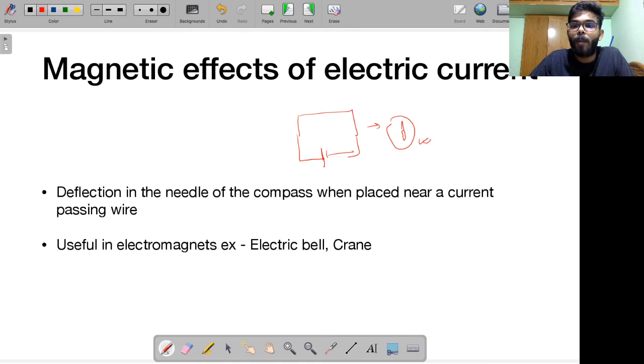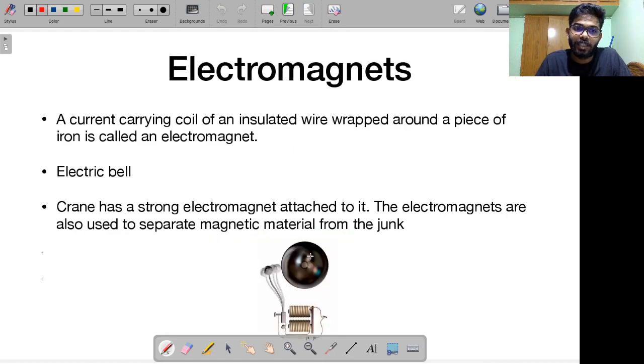So that means a compass is getting impacted by electricity passing through a circuit close to it. This tells us that when electric current is flowing, it is also creating a magnetic field, right? It has some magnetic effects also. We will talk more about this in a few more lessons when we start with class 11, 12 NCERT. This concept is very useful in developing electromagnets. Electromagnets are used in electric bells, cranes, etc.